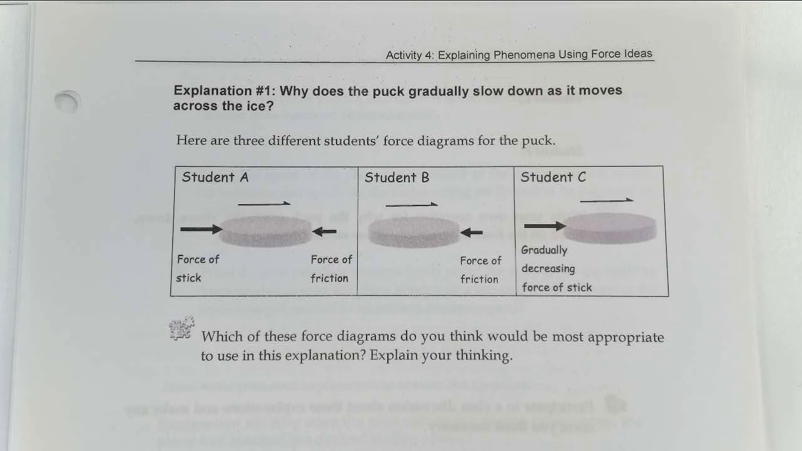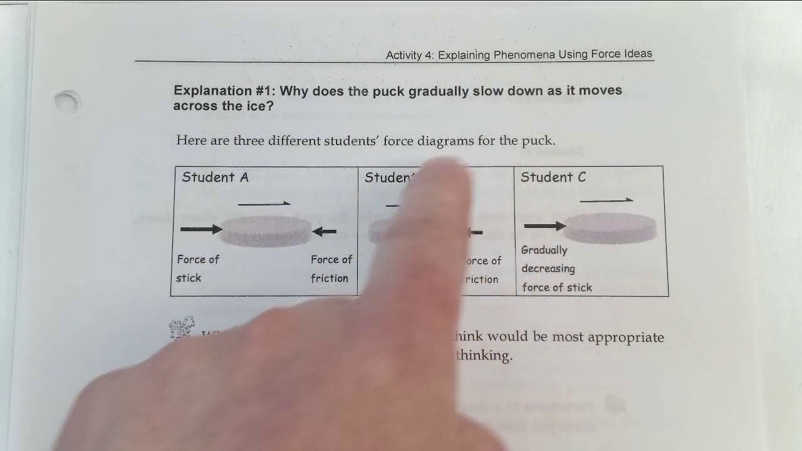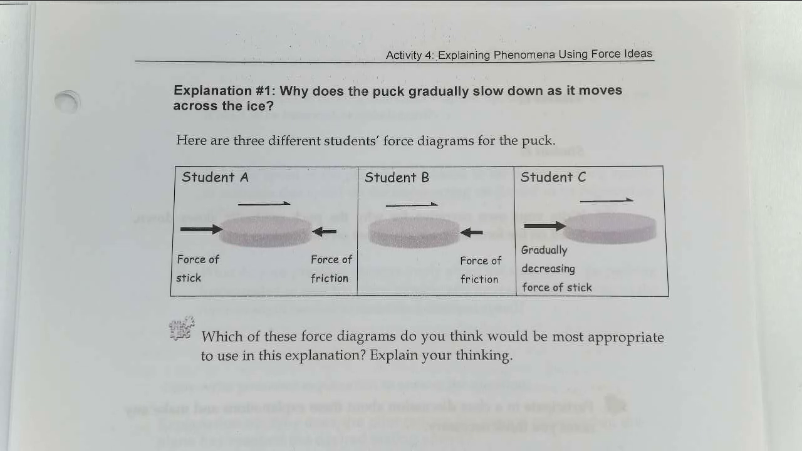The actual most correct diagram here is from student B, that there's only one force in the direction, or in the plane of motion, I guess, after the hit, and that is the force of friction that is opposite to the direction that the thing is moving. That's an unbalanced force situation with the unbalanced force acting against the direction of motion, so that is going to be consistent with something slowing down.